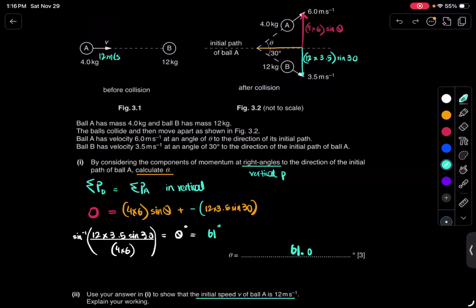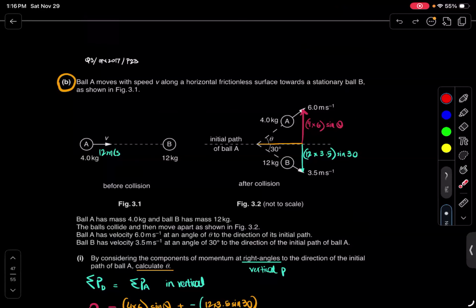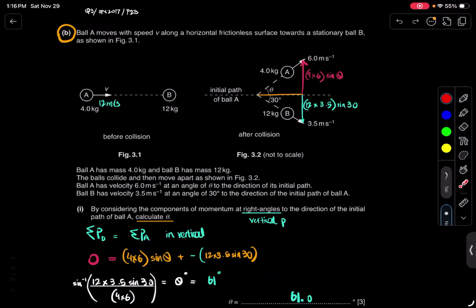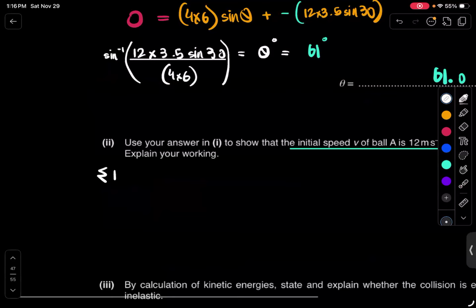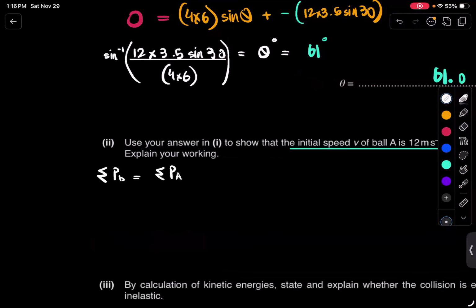Now, that means in this question, we'll have to use the horizontal components. Why? Because in the vertical components, this does not have any velocity vertically, right? So you can't use the vertical component to find out this velocity. You will have to use the horizontal ones. Now, we know that horizontally, momentum before should equal momentum after, right?